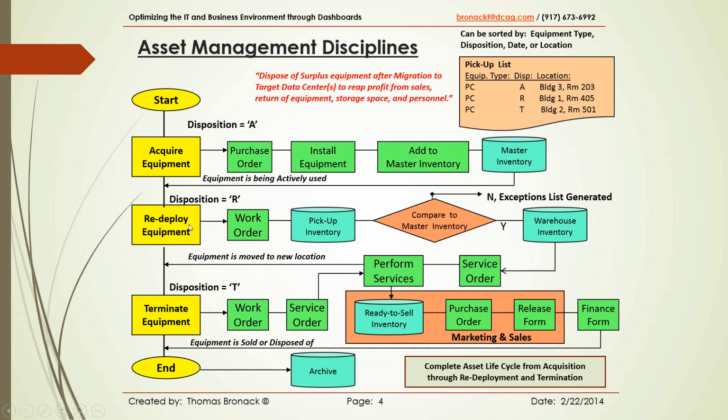When an asset is redeployed, another work order is assigned, the asset is picked up, and it's compared to the master inventory. It's put into a warehouse until a service order is asked for it, then it's brought to a site where the data is erased. In this case, the company data and any unnecessary programs are erased, and then the asset can be placed into a new location.